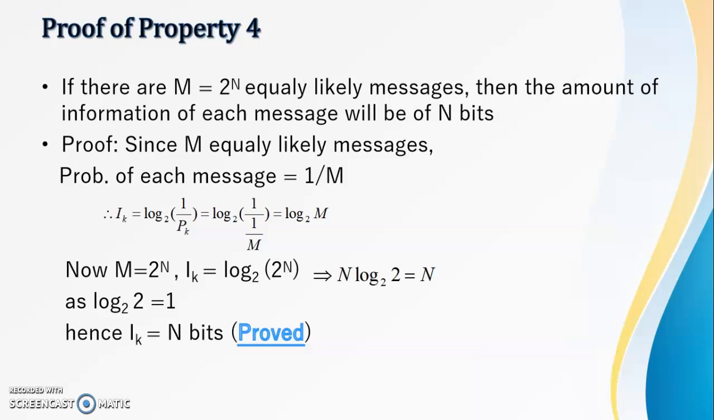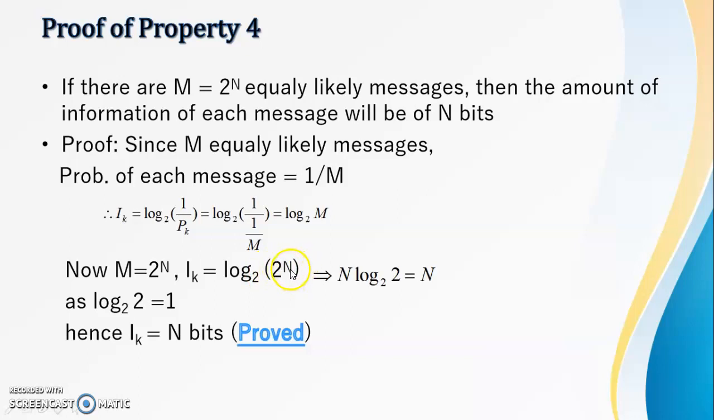So the information contained in the message is I_k, where I_k equals log of 1 by p_k, and the value of p_k equals 1 by M. Now we put the value of M, that is log M, where we put M equals 2 to the power N. So I_k equals log 2 to the power N.